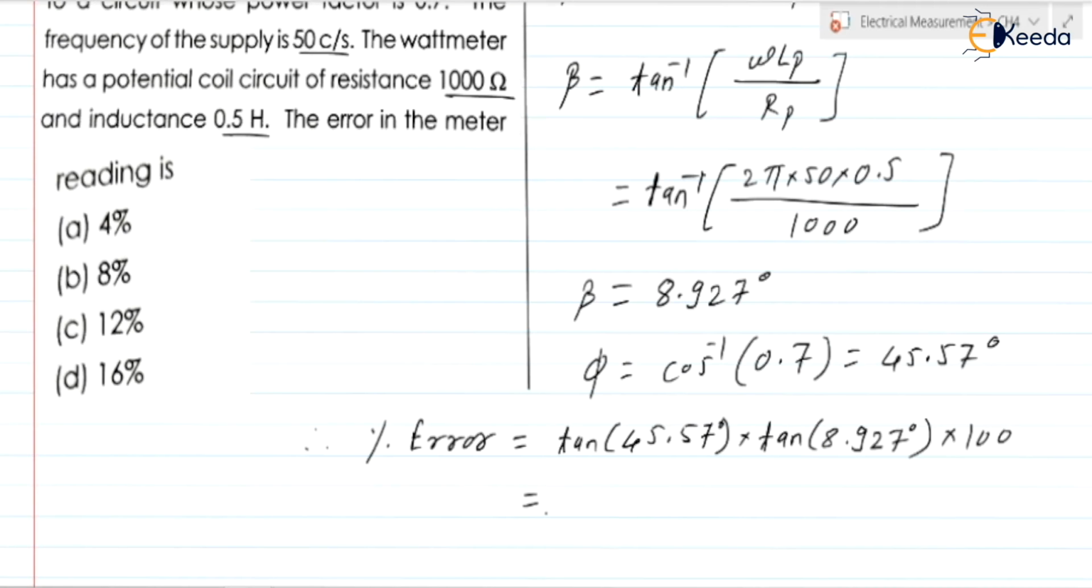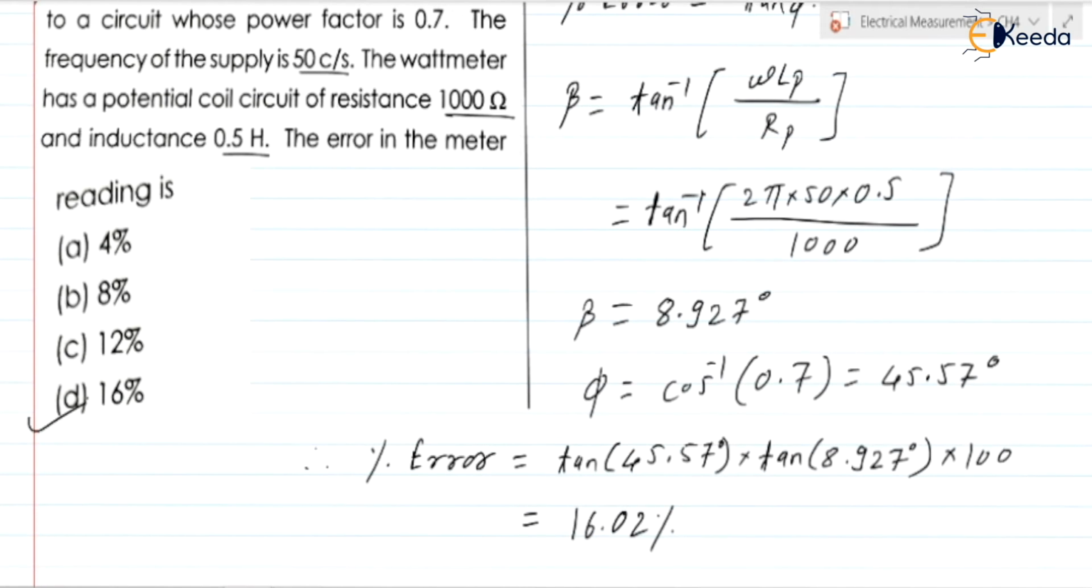So from this we can write tan of 45.57 into tan of 8.927 into 100, that is 16.02%. The final answer is 16.02. So the option is D, 16% approximately.